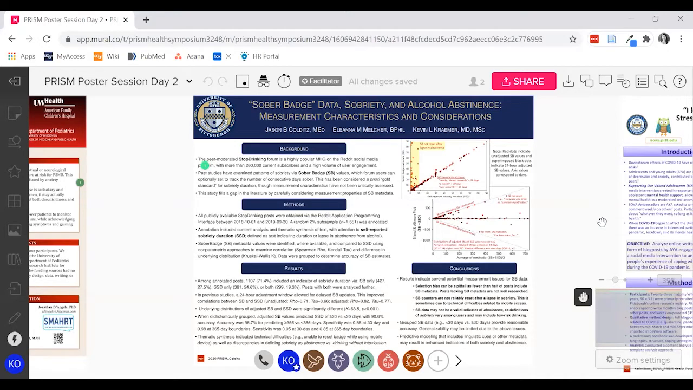That's fascinating. We're doing a lot of badging in education and doing it for substance use disorder. Very fascinating. Thank you so much.